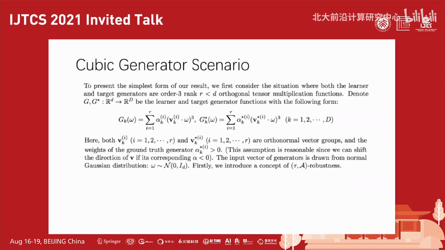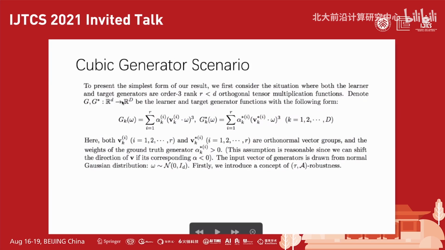To prove our main theorem, we are going to start with a simple scenario, which is the cubic generator scenario. What is the cubic generator scenario? It means that our activation function h is not ReLU, and it's not a higher order polynomial. It is just a third order polynomial. It is just z cubed.